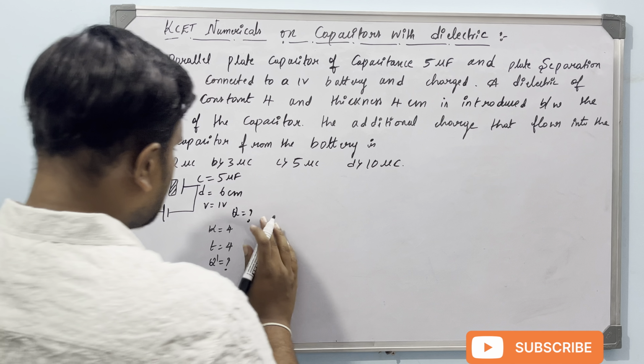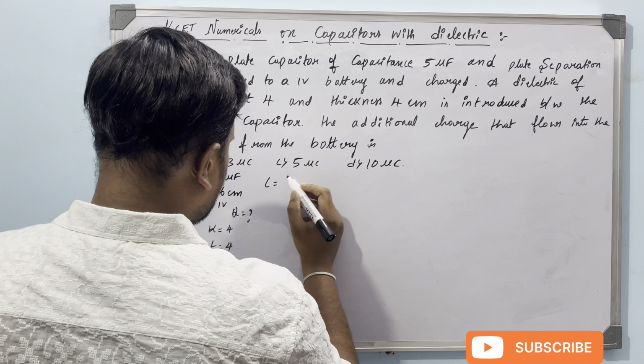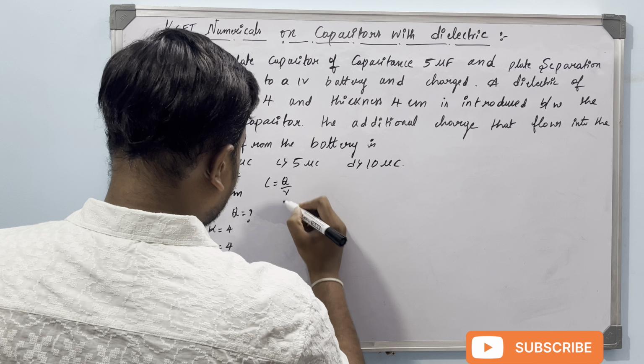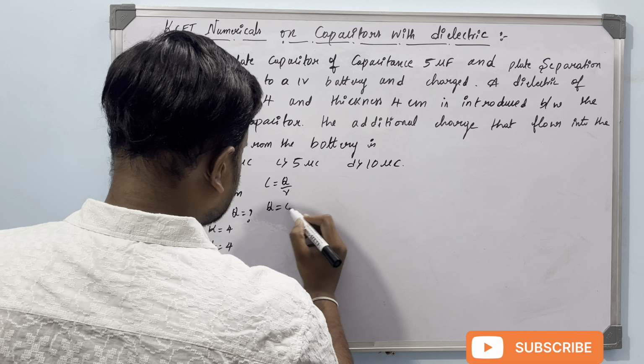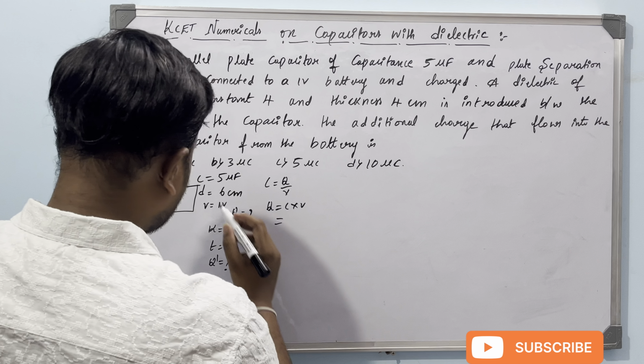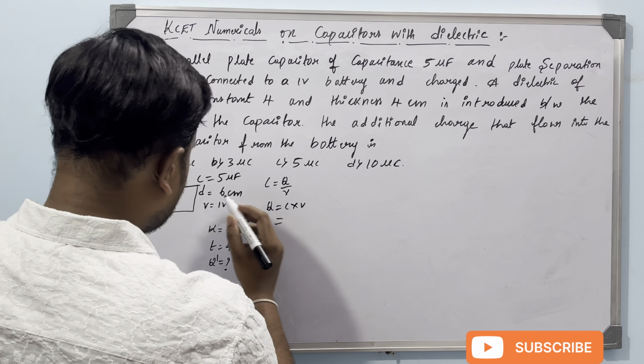What is the formula for calculating Q? C is equal to Q divided by V. I want Q, so Q becomes C into V. What is the C value? 5 microfarad, into voltage 1. So Q becomes 5 microcoulomb. The SI unit of charge is coulomb. So this is the first part.